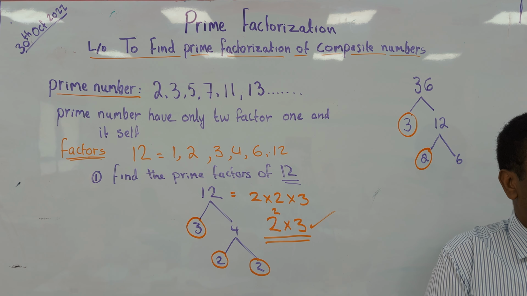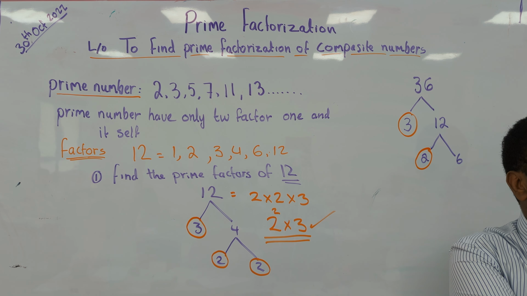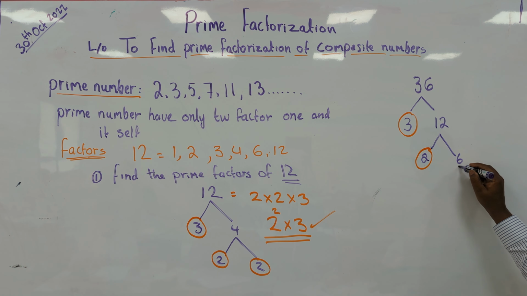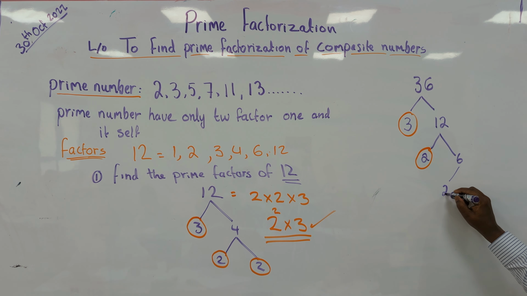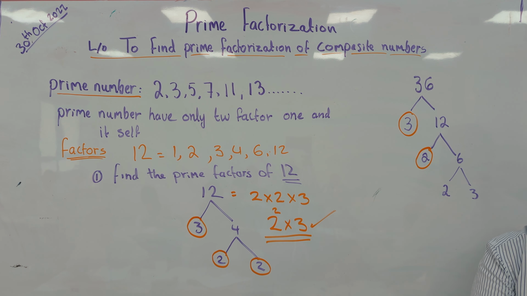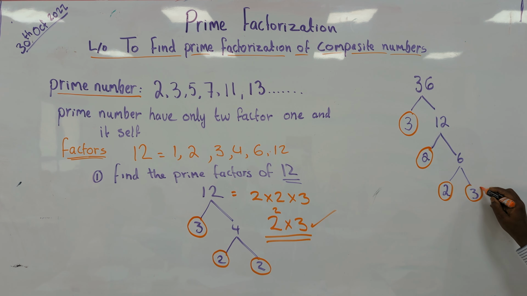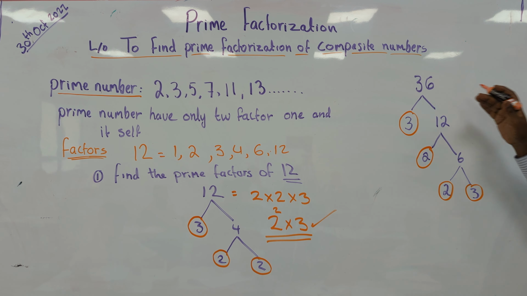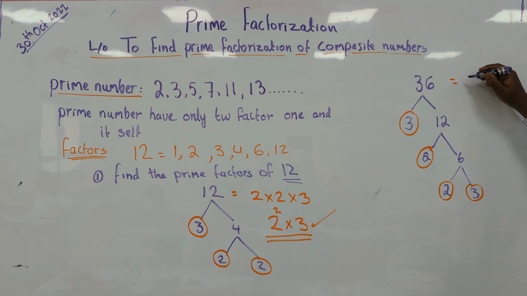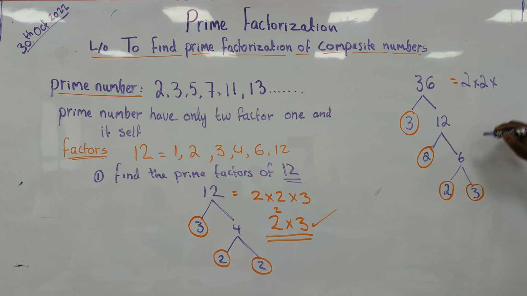What gives us 6? 3 times 2. We say 3 times 2. Which one is the prime number? Both of them are prime numbers. So what do I do? I circle both of them. So now we have all the numbers as prime numbers. So we write them down. Our final answer will be 2 times 2, putting them in order, times 3 times 3.